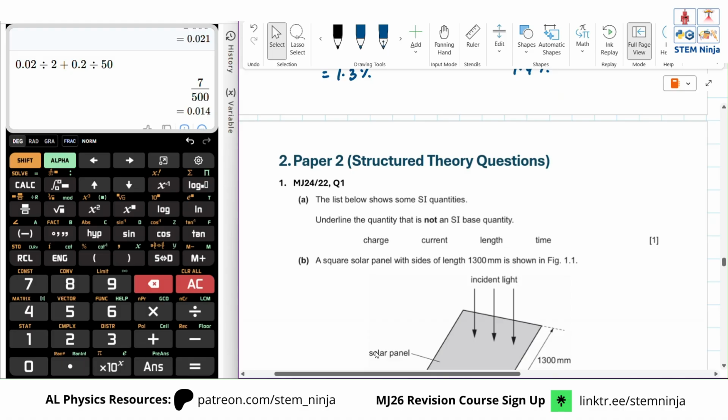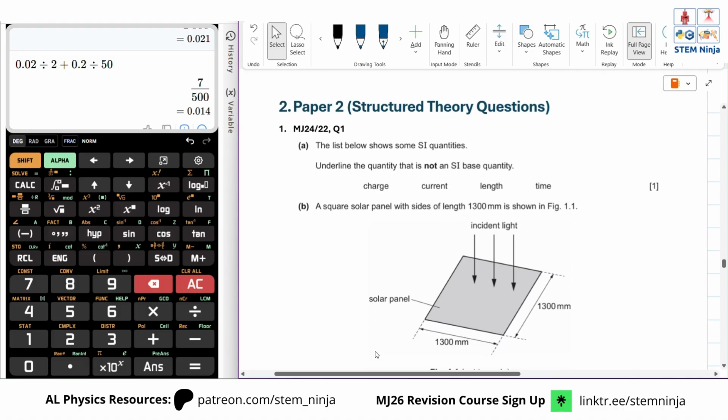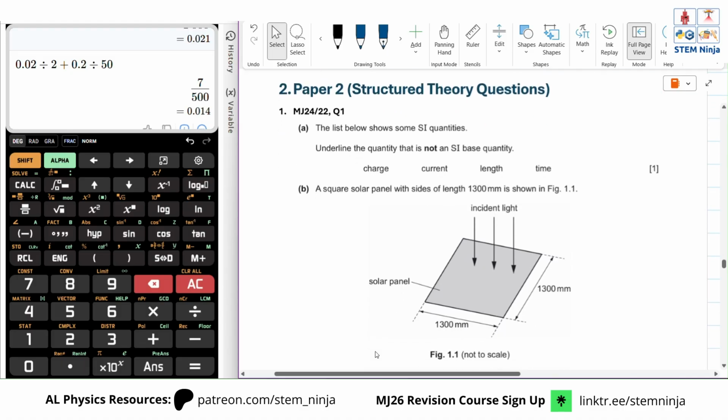All right, so let's look at some paper 2 questions also. The list below shows some SI quantities. Underline the quantity that is not an SI base quantity. That is charge. Current, length, and time are base quantities. Charge is actually made from I and T, so it is a derived quantity.